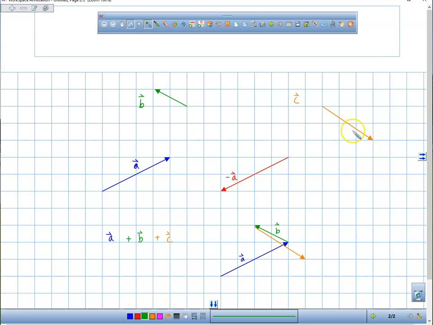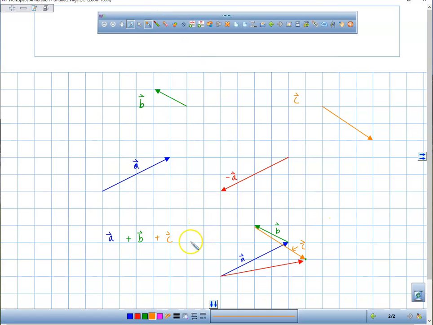Can you see how I went down 2 and over 3? That was the components for vector C. Changing colors real quick, this orange one is vector C. What would be the magnitude of vector A plus vector B plus vector C? Where do we eventually start? Here. Where do we eventually end? Right there.